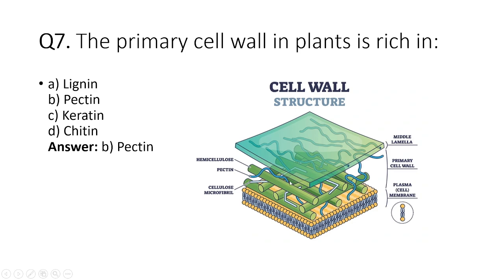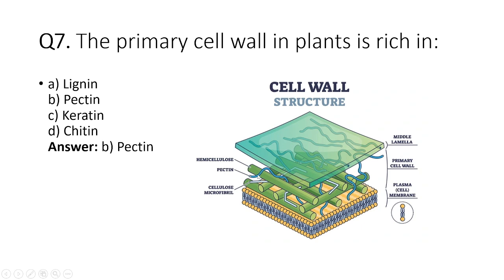This is the cell wall structure. The primary cell wall is the outermost layer of the cell wall in plant cells, located between the middle lamella and the plasma membrane. It is composed of cellulose, pectin, and hemicellulose.